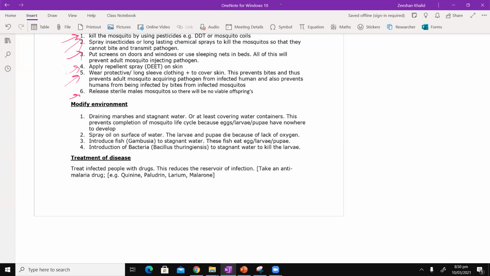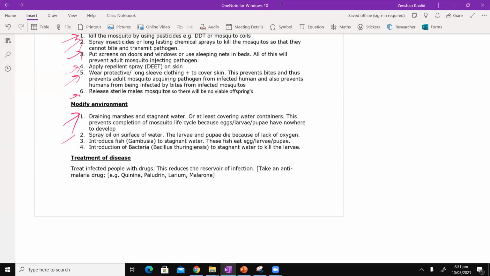So one of the drives of that campaign was that whenever there was water standing in areas, they would put a fine on that area and so on and so forth. So this first point says draining marshes and stagnant water. Why is that the case? Because the mosquitoes tend to hover around water. Also because their eggs, larva, and pupa develop inside the water.